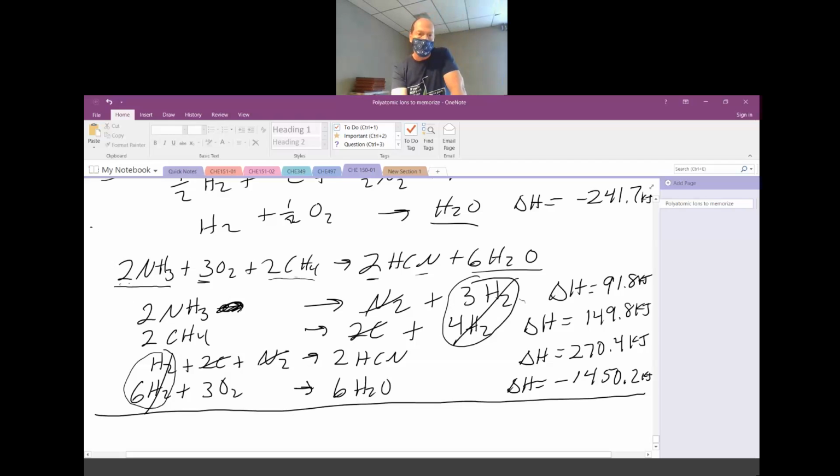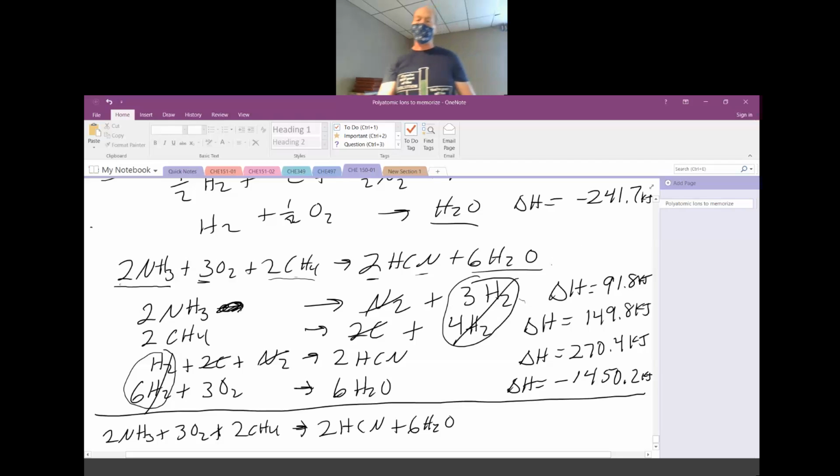So now we bring down all of our reactants. 2NH3 plus 3O2 plus 2CH4 yields 2 HCN plus 6 H2O, which is the reaction that was asked for. Add them up, you get that reaction.